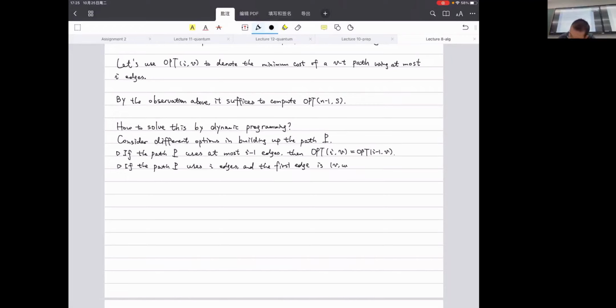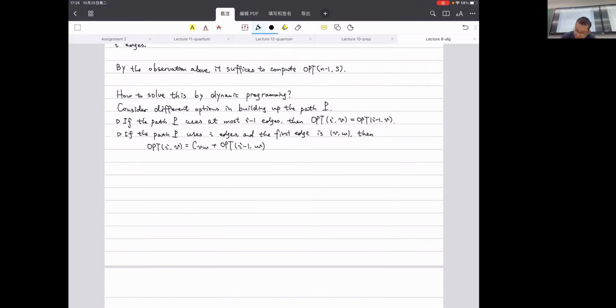Let's say VW. After having walked one edge, the remaining part should only have at most i-1 edges. So we know that OPT(i, v) in that case is going to be the cost of c_VW, which is just the cost from V to W, plus OPT(i-1, W). So here you have been going from V to W, and maybe you have a lot of edges to T here. The value of the OPT here should be OPT(i-1, W), because now you are going to talk about a path from W to T.